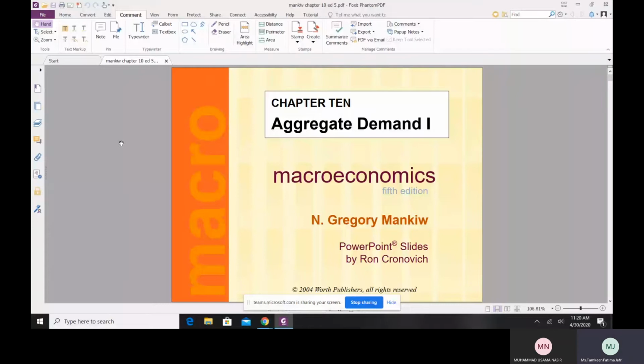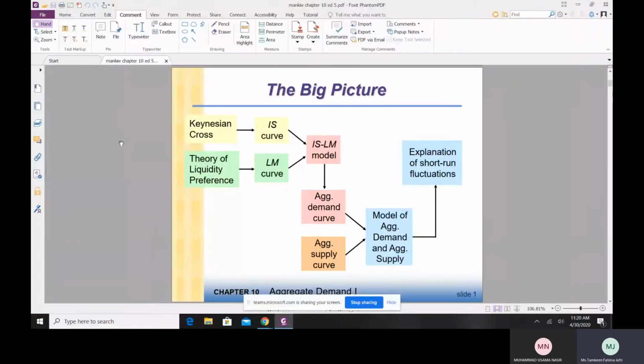Today we're going to start off with chapter 10, which is aggregate demand. For this particular chapter, we're going to make use of PowerPoint slides. What you see on the screen here is the big picture. This is what we are trying to establish.